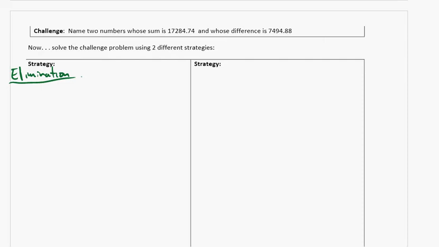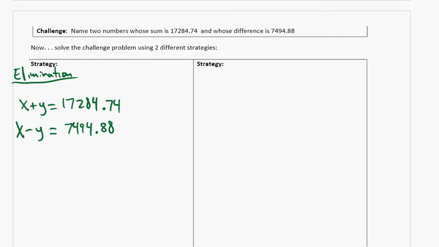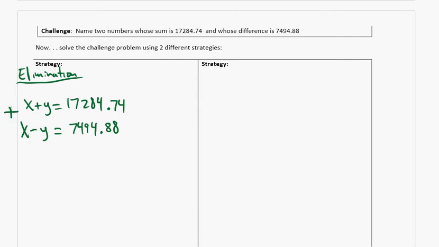And here I go. The sum of two numbers is 17,284 and 74 hundredths. The difference between the two numbers is 7,494 and 88 hundredths. And I am just going to combine these two equations with an addition. X plus x is 2x.